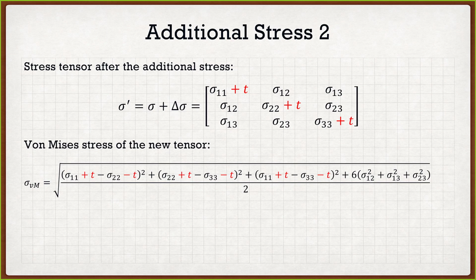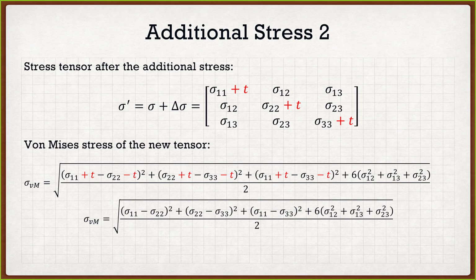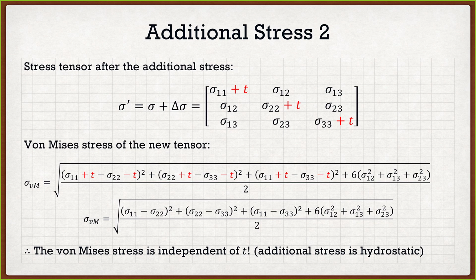So it cancels itself out. As we can see, the von Mises stress is completely independent of hydrostatic stress. So no matter how much T we add in this case, it'll never yield, basically. Yeah. So that's question number 3.